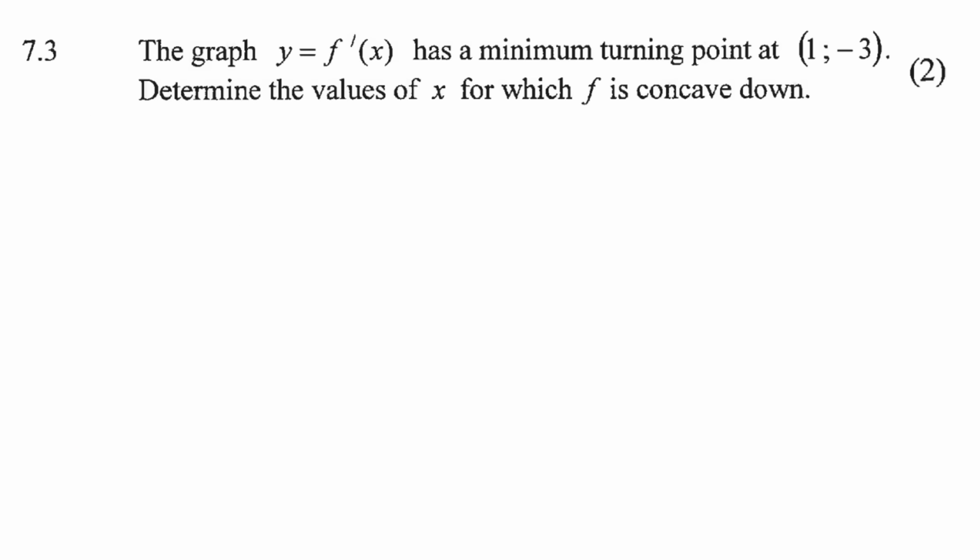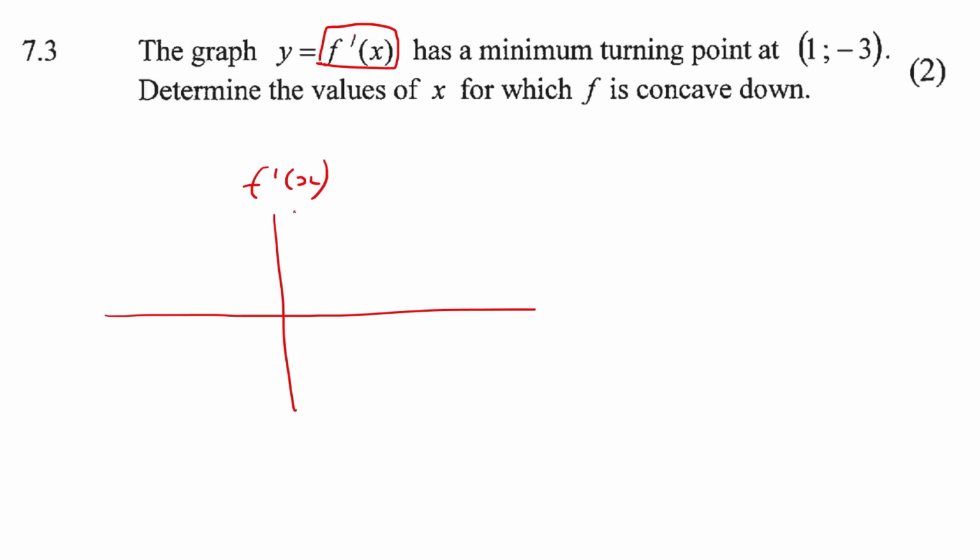The graph of y equals the first derivative has a minimum turning point at (1; minus 3). Determine the values of x for which f is concave down. Okay, so this is quite an interesting one. They're telling us that there's a graph, but it's not the graph of f of x like that. It's the graph of the first derivative, okay? Now they tell us that it has a minimum turning point.